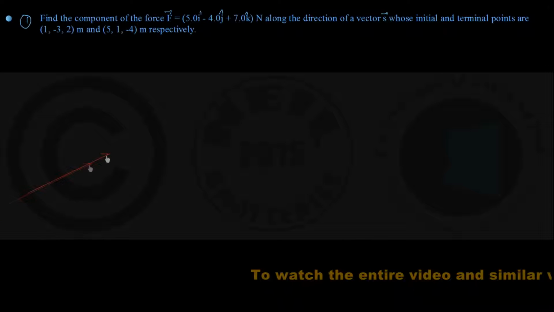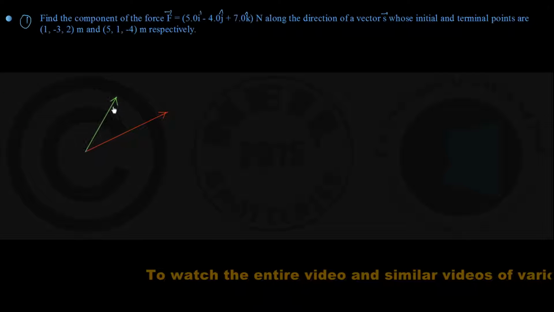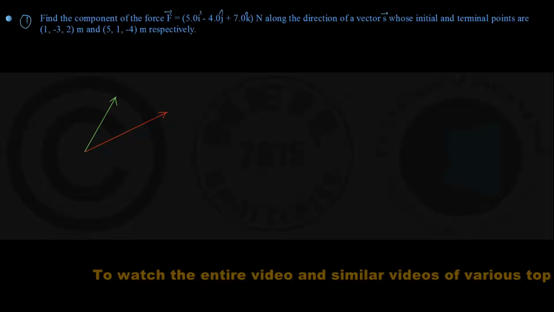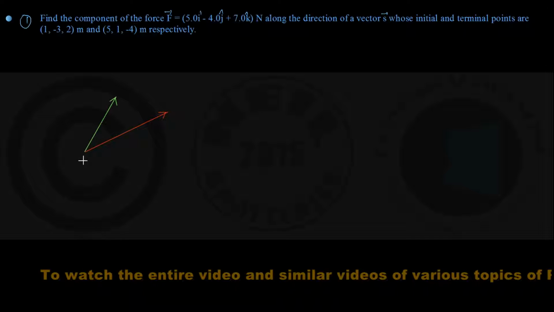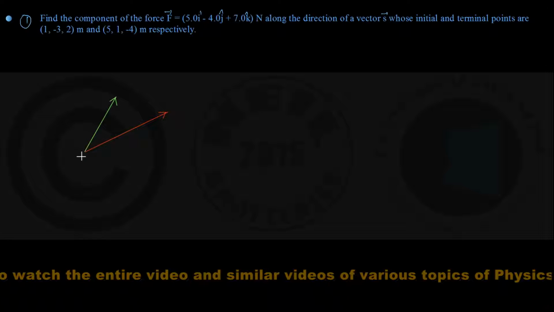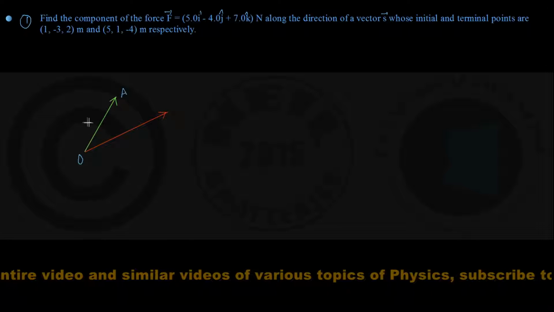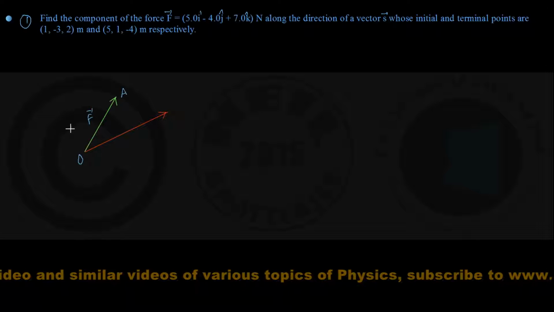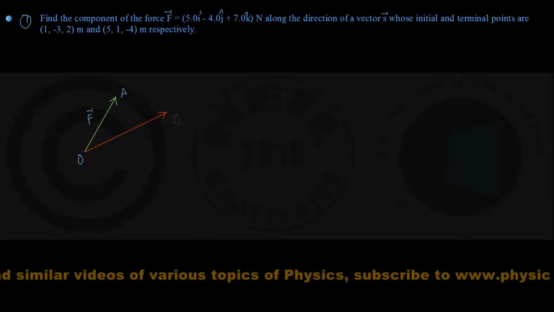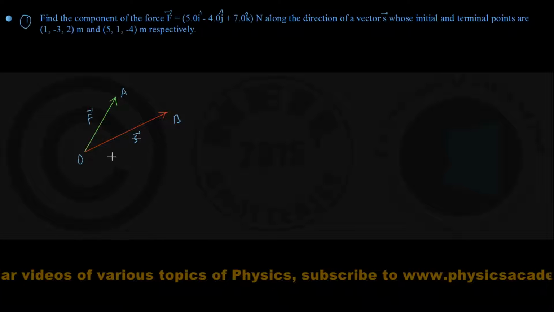vector along the direction of another vector by using the definition of scalar product of 2 vectors. For instance, let us consider this is a displacement vector shown in red arrow, and here is a force vector shown in green arrow, and I make their tails coincide at the point, say, O. So the vector arrow OA represents the force vector, and the vector arrow OB represents the displacement vector.